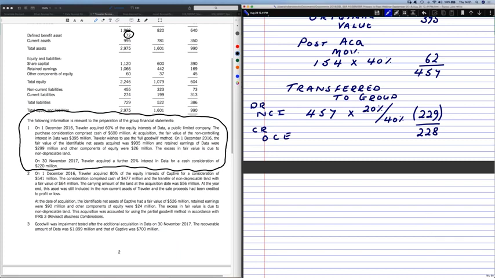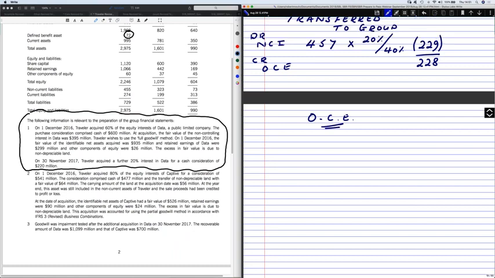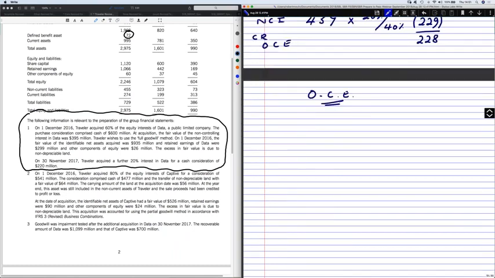Right, now let's finish this off then, and let's look at OCE, because you're not going to get your increase in 20% for nothing. There is going to be consideration paid for this. And if we go back to the question, tell me please, how much was paid by Traveller to acquire the further 20%? It was 220 million, says Jodian, and I agree with you.